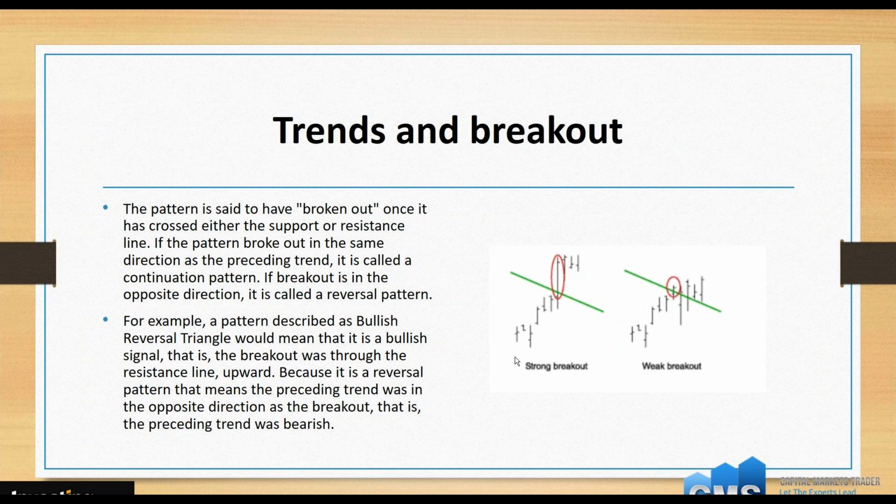So here we have price moving in an upward direction. It broke the resistance line and gave us a very strong breakout. Here we have a weaker breakout. And again, in this case, we're looking at how big that bar was when the price broke that channel.